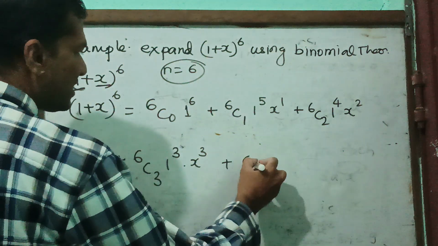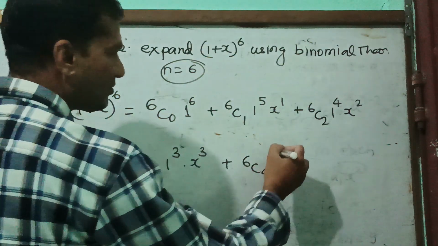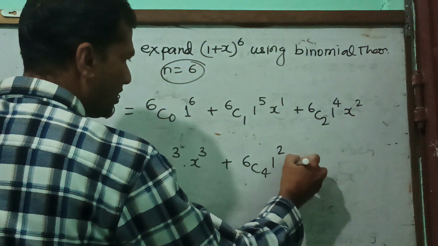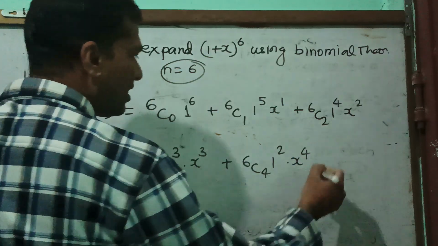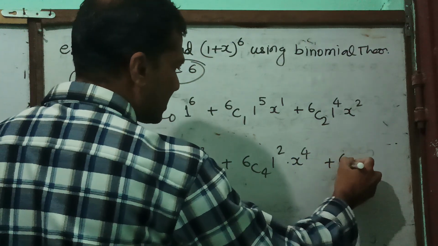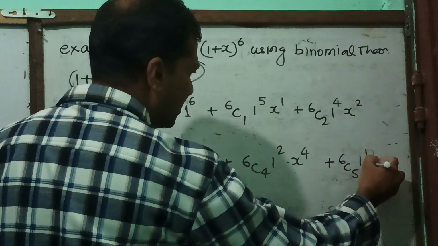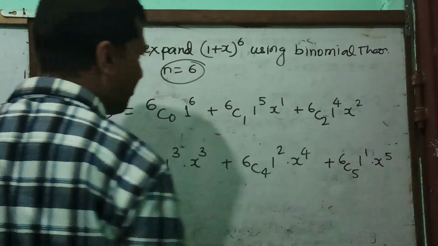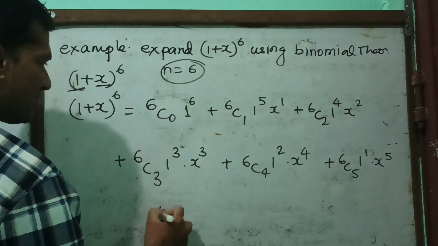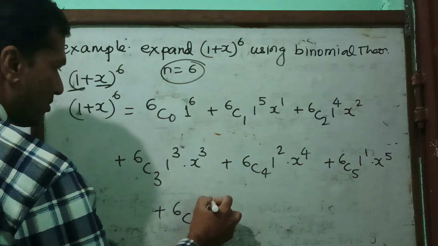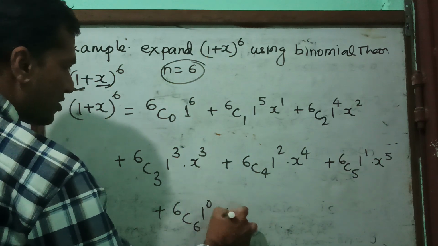Then 6C4 1 to the power 6 minus 4, which is 2, into x to the power 4. Then 6C5 1 to the power 6 minus 5, which is 1, into x to the power 5. Now the last term is 6C6 1 to the power 0 and x to the power 6.